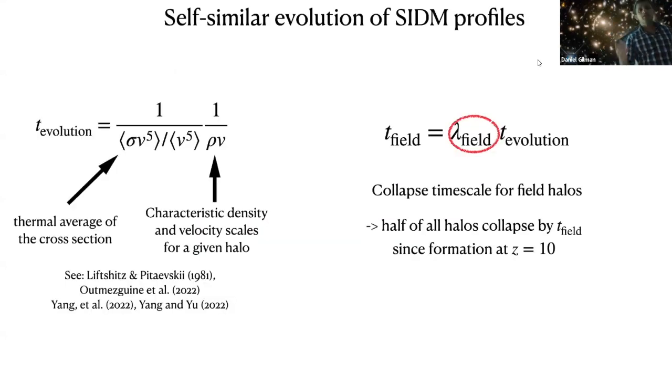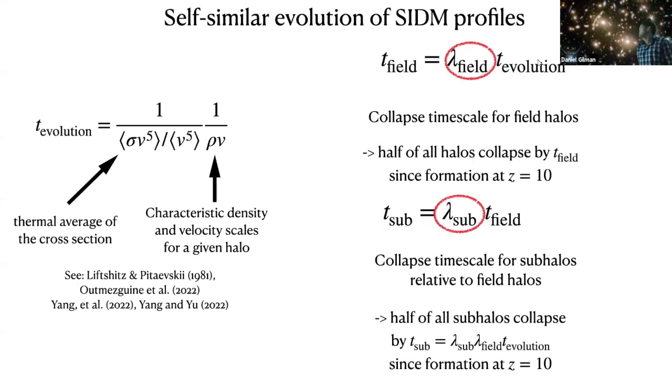So with this in mind, there's going to be essentially 2 parameters that are important for this model. One of them is the time scale for core collapse in field halos. So this is called lambda field. And basically simulations predict it should be order 100, so 300 or so. And this is basically just set by how long it takes core collapse to occur in a dark matter halo. And then a second time scale that is going to be defined relative to core collapse in field halos is the core collapse time for subhalos.